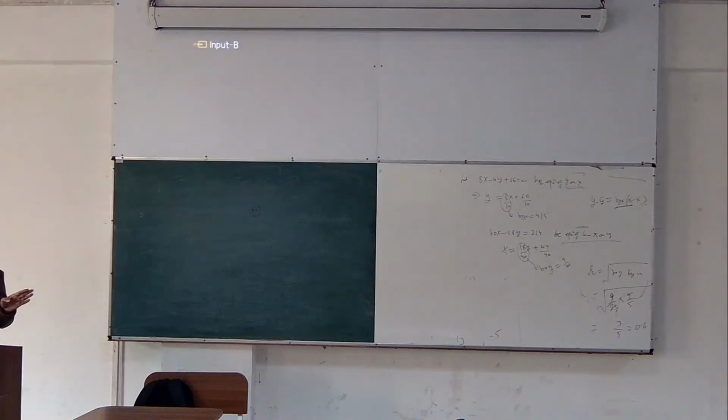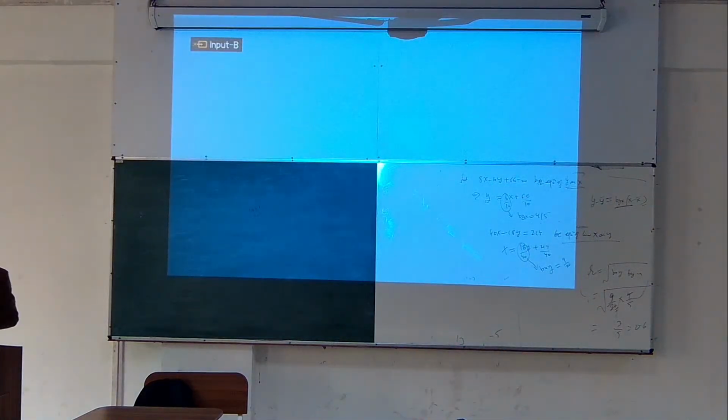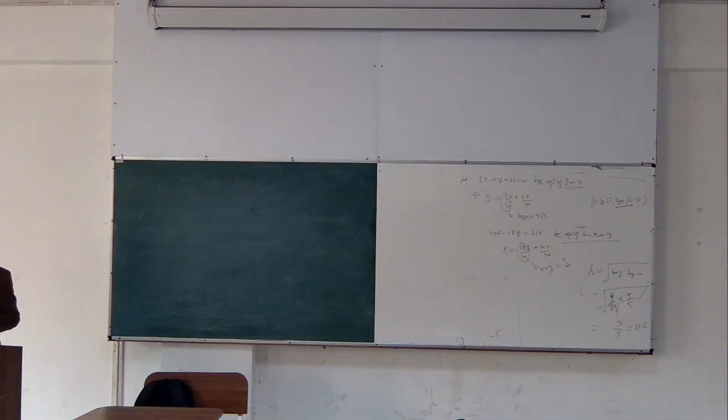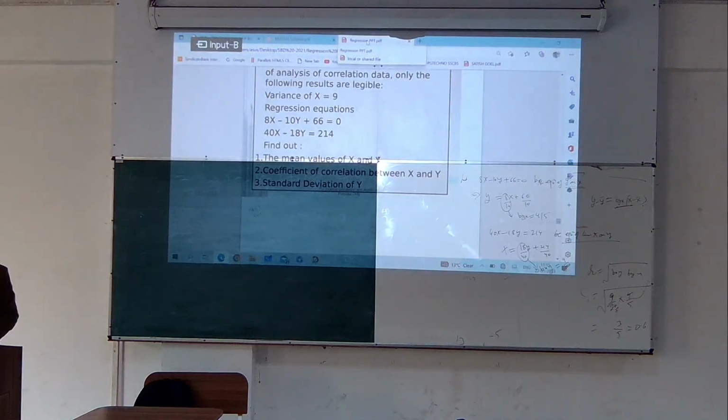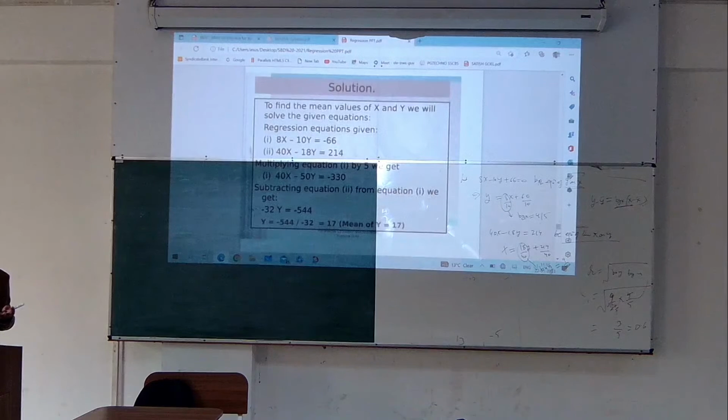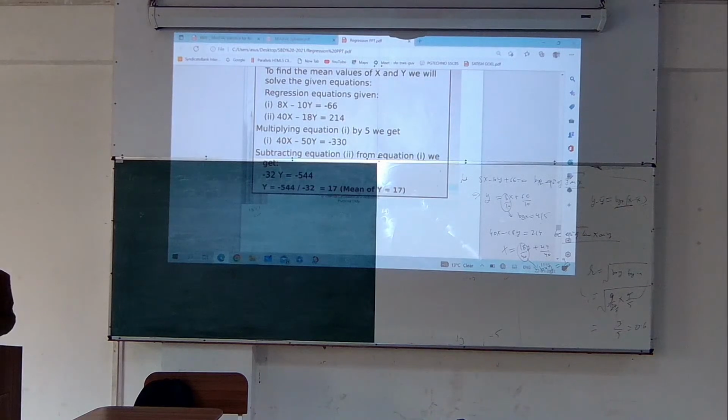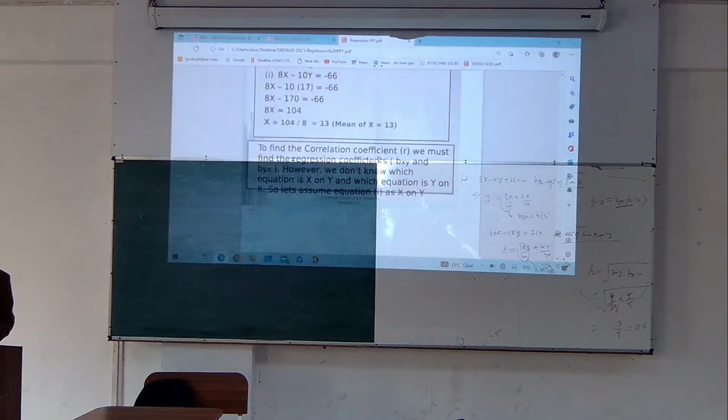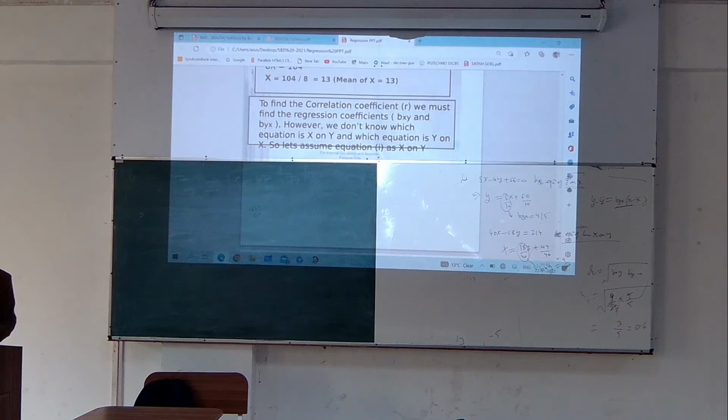So you have to assume first like y on x and second x on y. Your assumption may be wrong also. How would you come to know that your assumption is wrong? You can see I have already done it. First you have to find the mean. So solving the two equations you can get the mean, and then you have to find the regression coefficients bxy and byx.